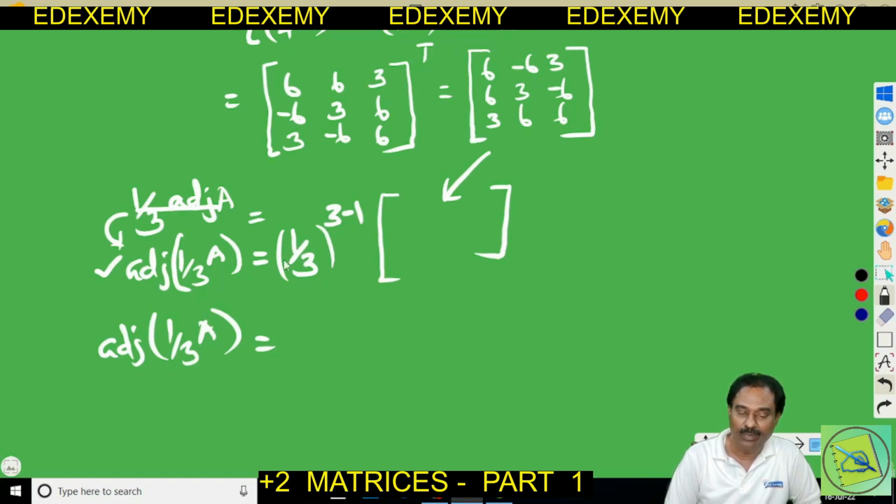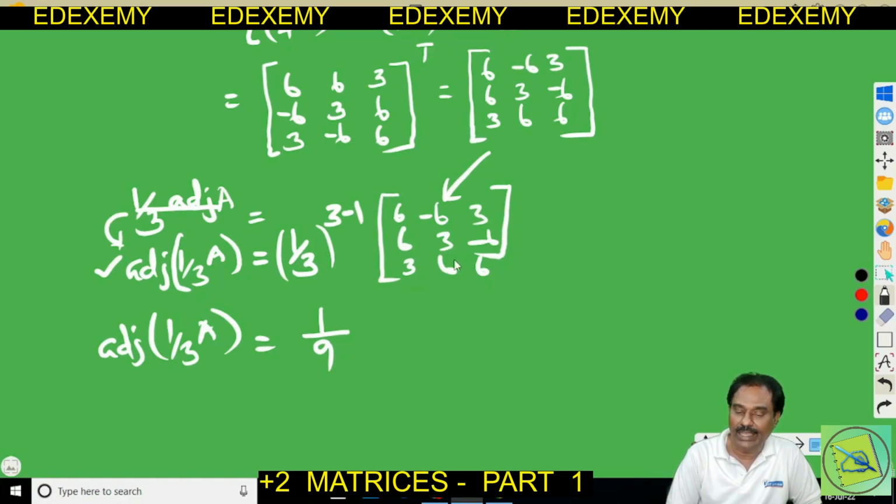2 means square, so 1 square and 3 square. You have to square each element inside the bracket. Therefore, 1 square is 1, 3 square is 9. You put 9 here, and here you put all the values: 6, minus 6, 3; 6, minus 6, 3; 6, 3, minus 6, 3, 6, 6.